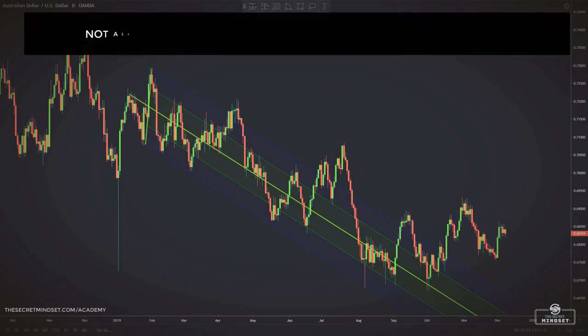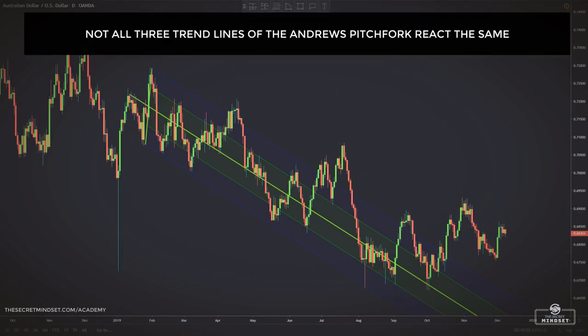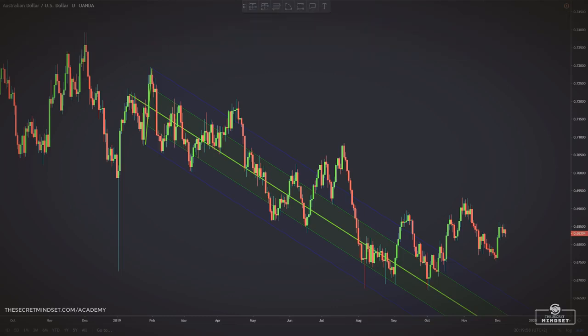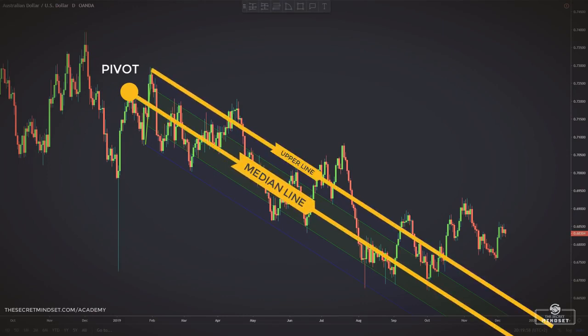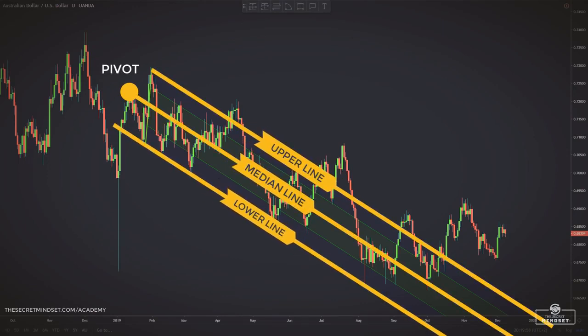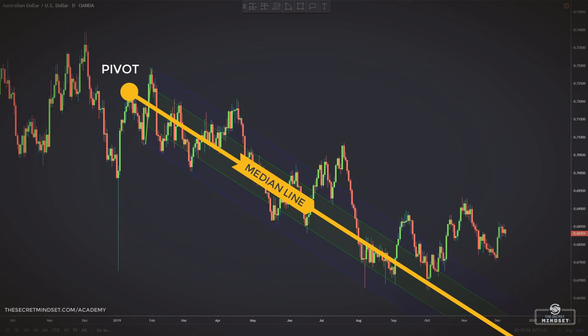Now, not all the trend lines that make the Andrews Pitchfork react the same. They offer different levels of support and resistance. The Andrews Pitchfork indicator has 3 lines. Each line starts from the pivot. We have the median line, the upper median line, and the lower median line. But they don't have the same importance. By far, the most important one is the median line.